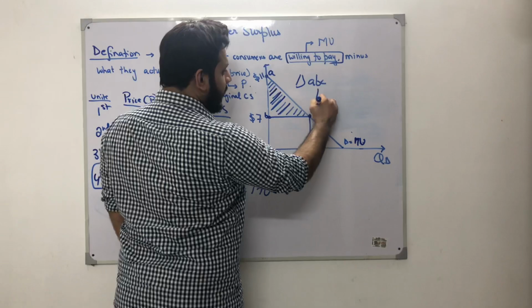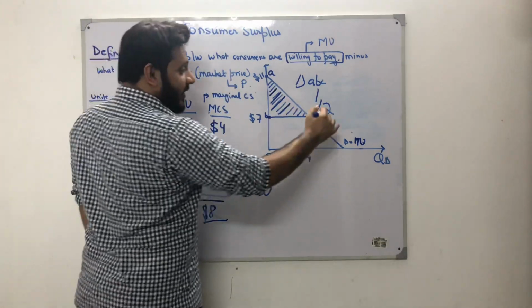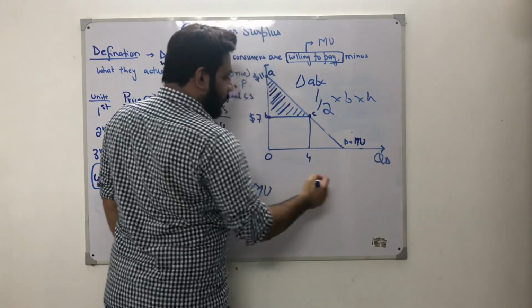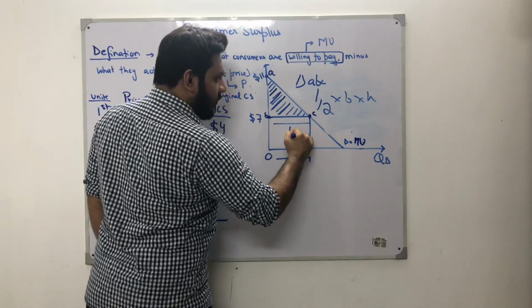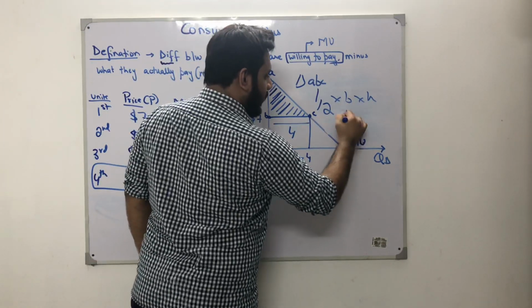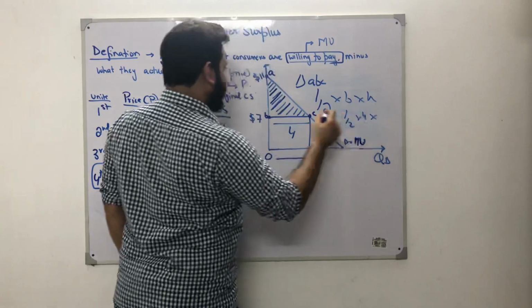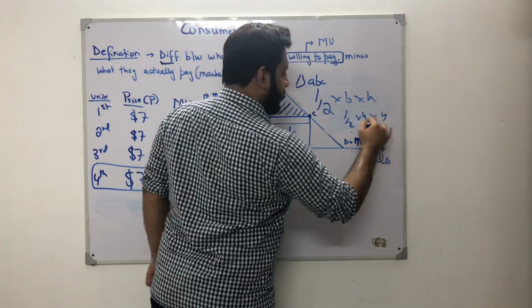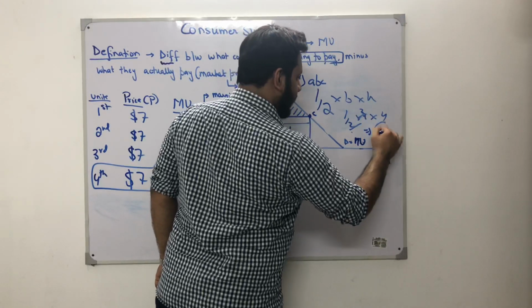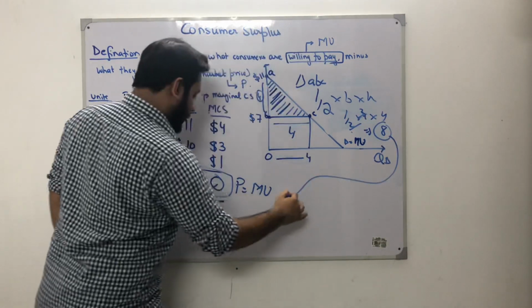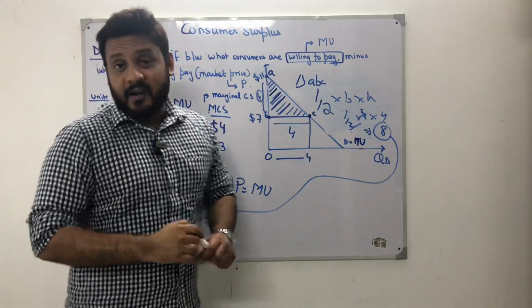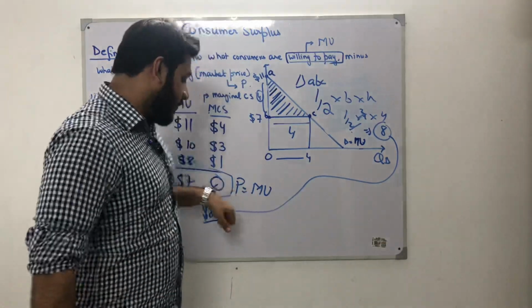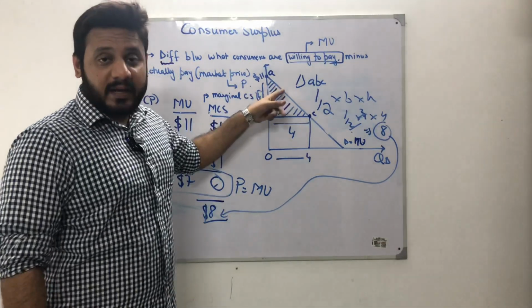So it's very simple. The formula for the area of a triangle is half times base times height. What is the base? The base should be 4. So half times 4, the height will be 11 minus 7, that is also 4, so that would be equal to 8 as well, and we can see that this matches with our value of $8, and here we see that the consumer surplus that we calculated through this table is also equal to the area of consumer surplus from this diagram.